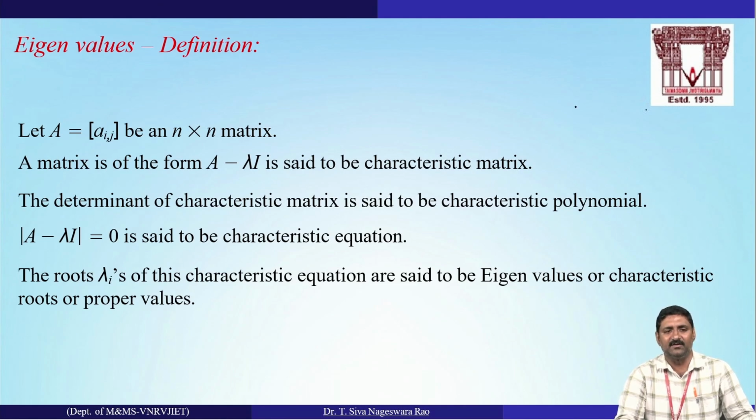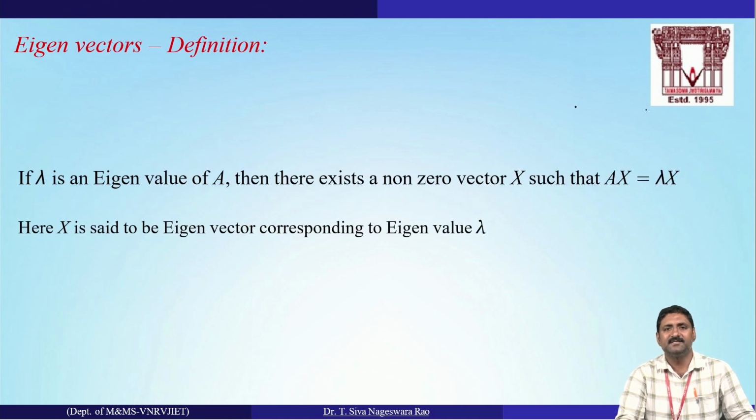This is about eigenvalues. Now we will see the definition of eigenvector. If you want to talk about eigenvector, first of all it is mandatory to find out the eigenvalues of the given matrix. So the definition is like this: if lambda is an eigenvalue of capital A, then there exists a non-zero vector capital X such that AX is equal to lambda X. Here the non-zero vector capital X is said to be the eigenvector corresponding to the eigenvalue lambda of capital A.